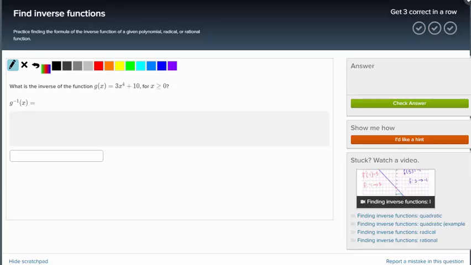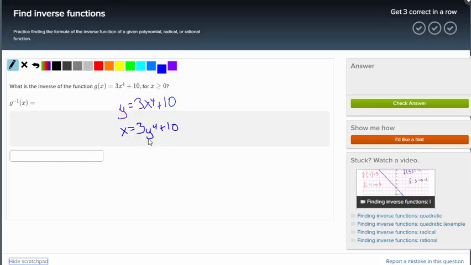So here's what I do. I start with my g of x here, and I replace g of x with y. So this becomes y equals 3x to the fourth plus 10, because remember, g of x is just another name for y. I'm going to swap out the y and x. So instead of y equals, it's going to be x equals 3, and instead of x to the fourth, it's going to be y to the fourth plus 10.